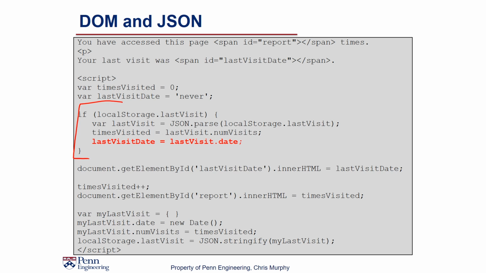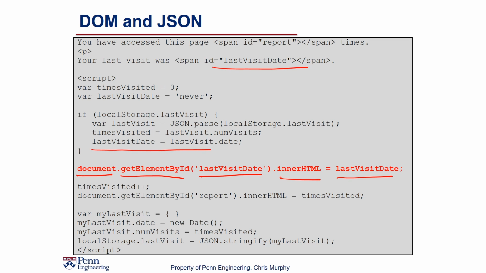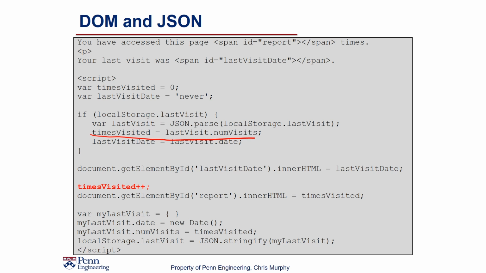Now I'm ready to modify my HTML content. I'll do that using this line here. Starting with the document, I'll call its getElementById function and pass the argument lastVisitDate, which is this span up here. I'll set its inner HTML to the last visit date. The last visit date will either be the value that came out of the JSON object or never. Then I'll increment timesVisited. timesVisited will either be the value that came out of the JSON object or 0.